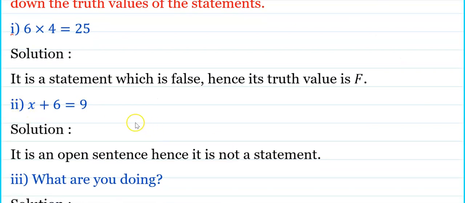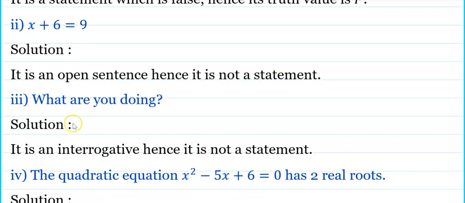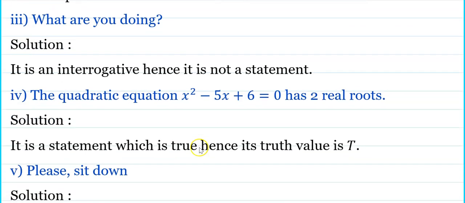x plus 6 equals 9. It's an open sentence. x ची व्हॅल्यू तिथे particularly दिली नाही आपल्याला. And therefore it is an open sentence and hence it is not a statement. What are you doing? त्याने प्रश्नार्थक केलाय. It is interrogative and hence it is not a statement.